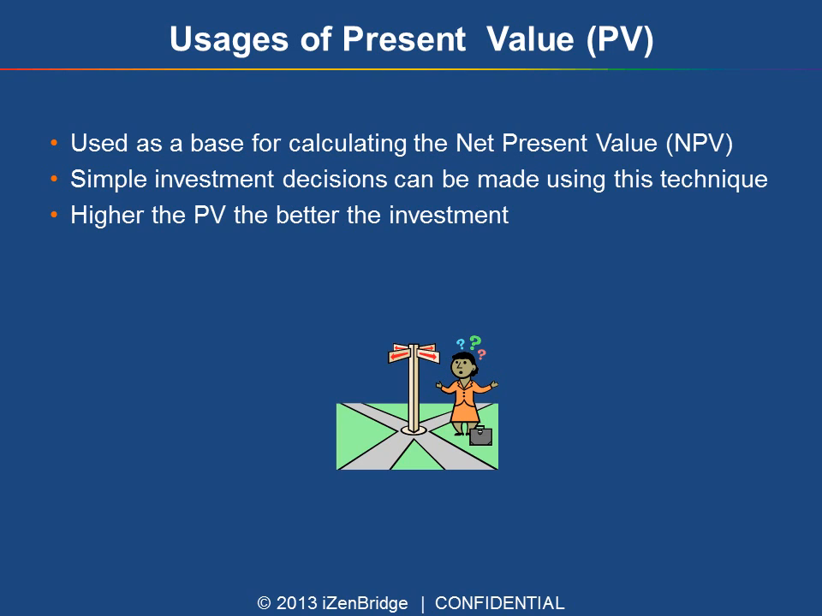Now, how do we use this present value? A present value can be looked at as an elementary term in order to calculate the net present value, which is more frequently used while making an investment decision. But in case you have a very simple decision where only one cash inflow or outflow is happening in a given situation, you can use present value for making investment decision as well. How do you make it? The higher the present value, the better it is, because it means that given investment option is giving you a higher amount of money in today's terms.